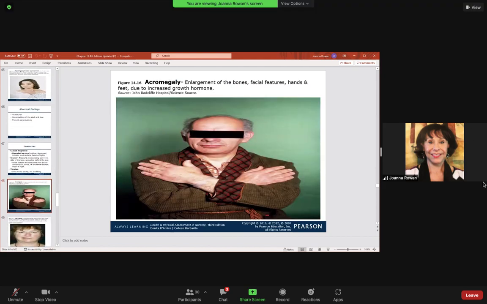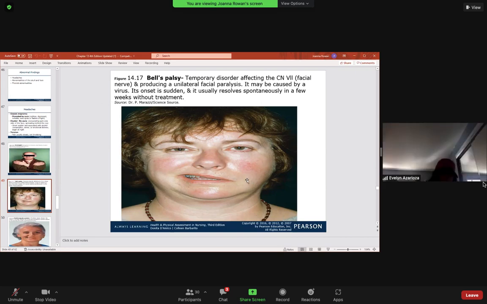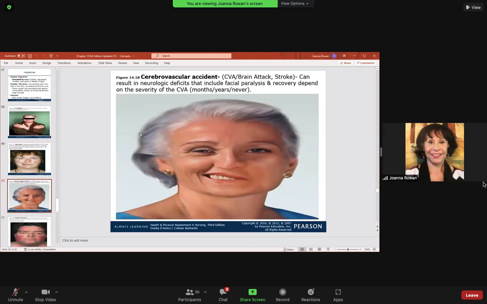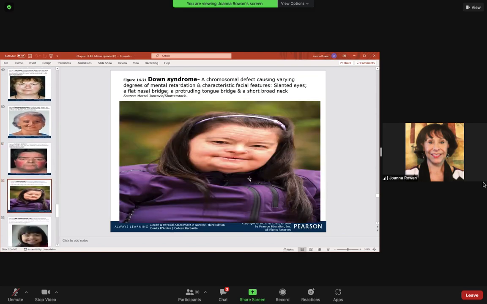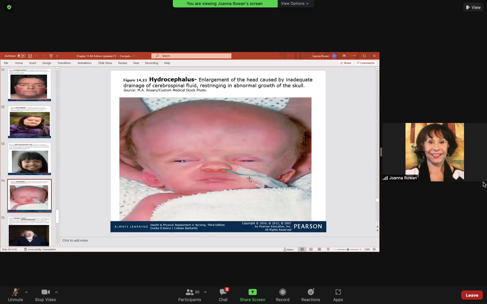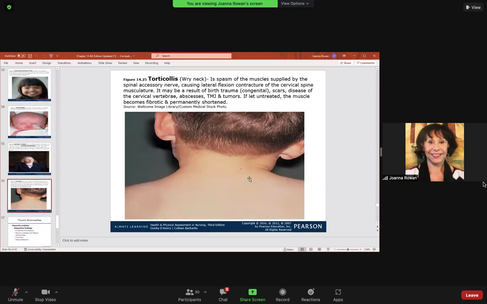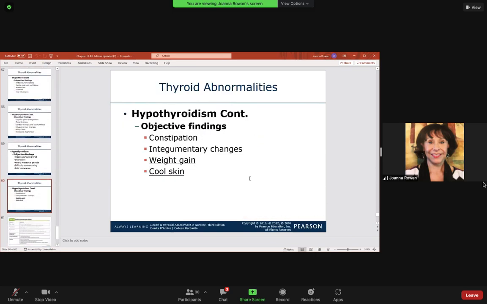Nothing on headaches. Nothing. No Bell's palsy. That is slide 49. Versus CVA or cerebral vascular accident. Nothing on Cushing's, nothing on Down syndrome, nothing on FAS, nothing on hydrocephalus. Parkinson's disease, it will be in the final, but not now. Nothing on torticollis.